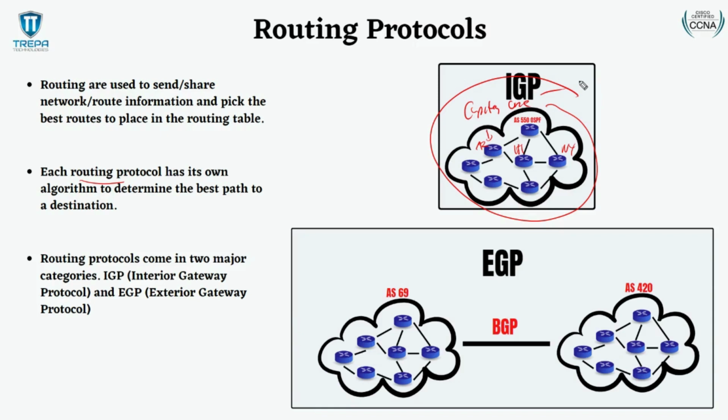Exterior gateway protocols are used to route the internet, meaning they route between autonomous systems. BGP is essentially the only exterior gateway protocol used today. In layman's terms, it's the Internet Routing Protocol. It's going to route networks between autonomous systems, meaning BGP is going to look at this group of routers as just one network or domain, and it needs to tell this other autonomous system or domain about it.